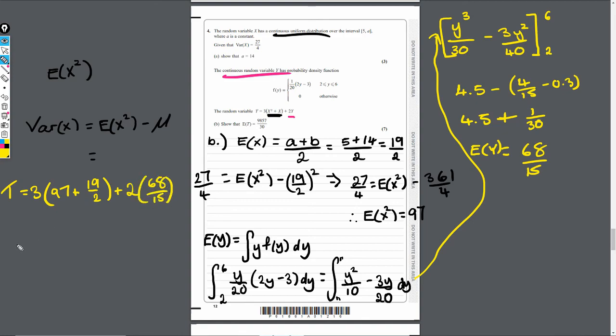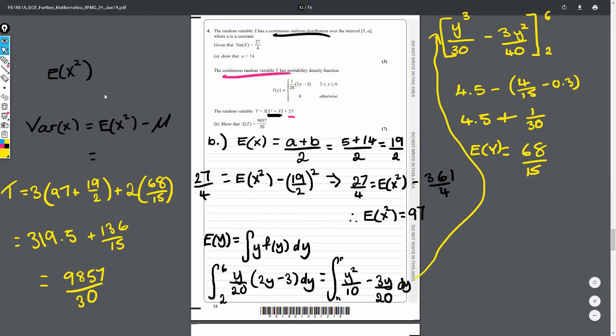Now all we've got to do is put this on the calculator. So that'll be 3 lots of 97 plus 19 over 2. Do that and you get 319.5. And then do this bit, you get 136 over 15. Add them together, and then make sure you've got it as a quotient. You'll get 9,857 over 30, as required for part B. So there we go, that's question 4 fully complete.